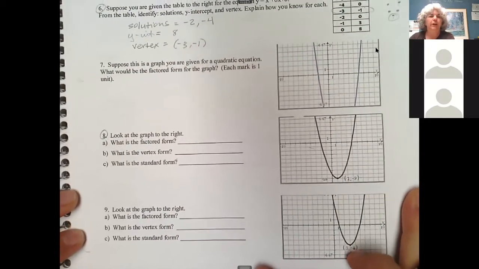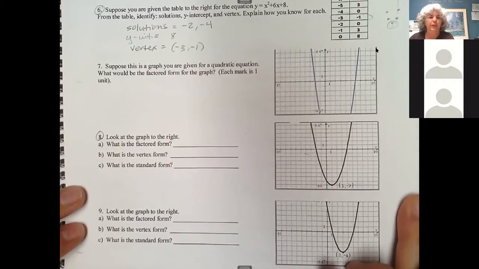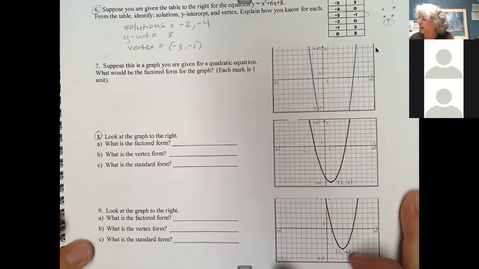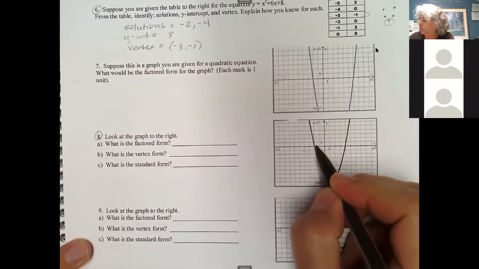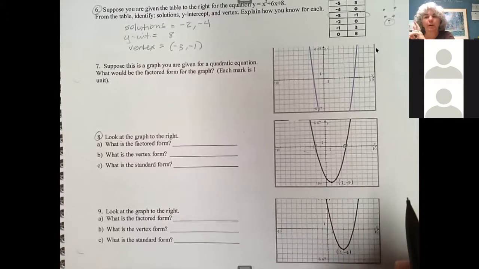It says, look at the graph to the right. What is the factored form? What is the vertex form? And what is the standard form? So let's do that together. The factored form can be found by looking at where those zeros are, because the factored form and the zeros are opposites of each other. That's what I've talked about before.